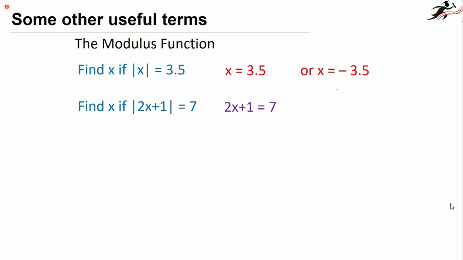So if I say 2x plus 1 equal to 7, then x equal to what? x becomes 3. And if I say 2x plus 1 is -7, then x equal to what? -4, because one shifts to the other side. So I get -7 minus 1, that's -8. 2x equals -8, so x equal to -4, I can say. Right?